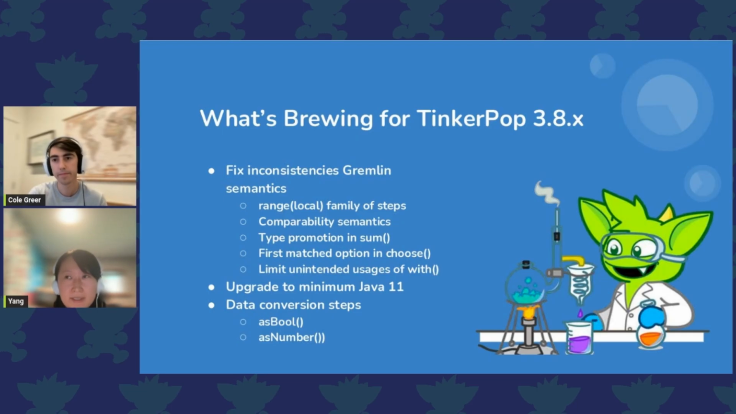So for numbers, for example, if you have a string "1" and you want to turn that into an integer or a double, that's what you can use the number step for. The number step acts as a kind of parsing step, so you can parse strings into numbers, or use it as a conversion step. You can convert, say, an integer to a double or to a float. So that's a set of new data manipulation steps we're looking to have for 3.8. And I think that is all we have here.